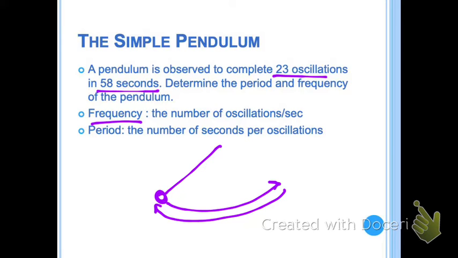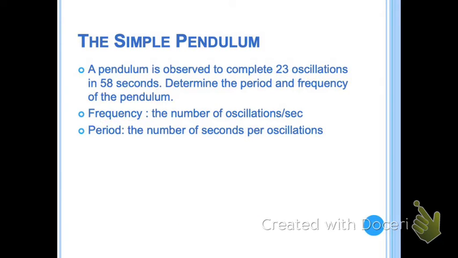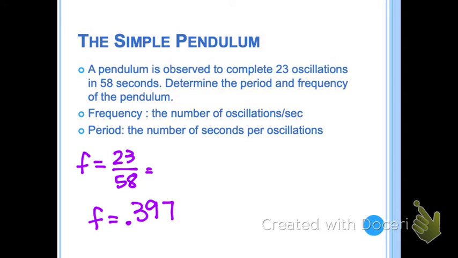But it's got to be a full scope of that. So if I'm looking at frequency, I'm going to take oscillations per second. So frequency would be 23 over 58, and we're going to reduce that fraction or do the math to get it reduced down into a decimal because I don't like fractions. 23 over 58 gives me a frequency of 0.397. And what's my units for frequency? I gave you kind of that shortcut unit. Okay, hertz.